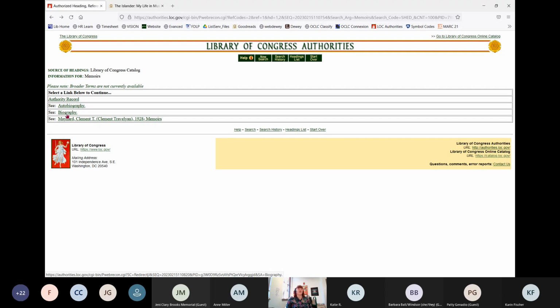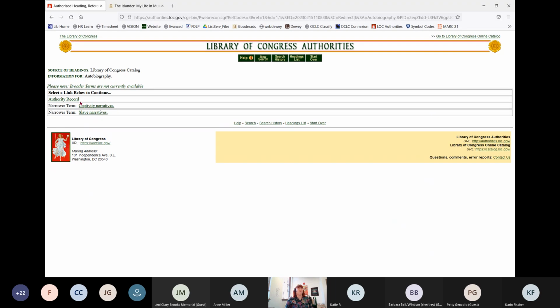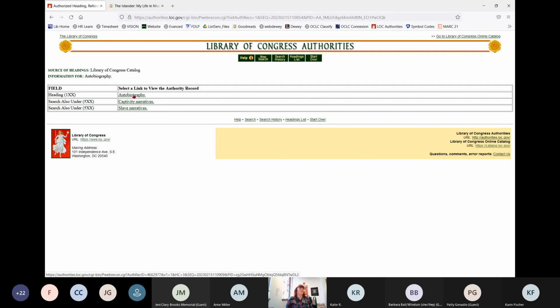Okay, it's going to take me back to this here. This Library of Congress subject headings is what we still are after. Authorized and references. That's always a good sign because this means that there is an authorized authority record. That's what we want to see. And there's also some narrower terms. Interesting. Captivity narratives, slave narratives. That's really specific about autobiographies. But for whatever reason, it's linked to those.